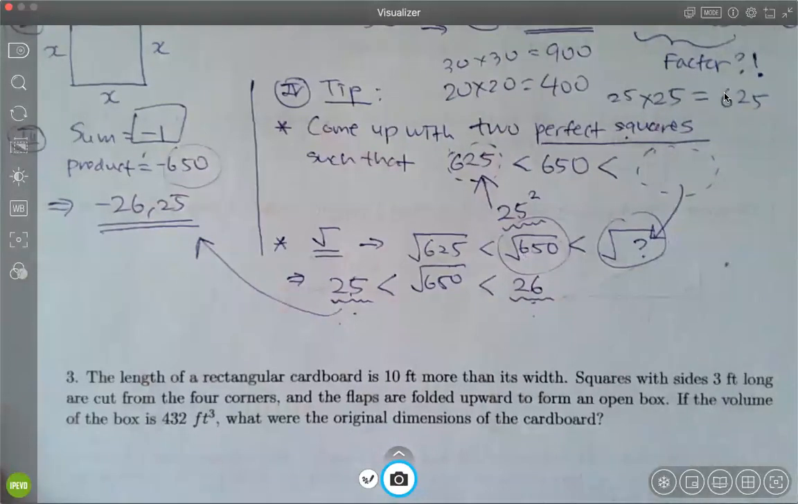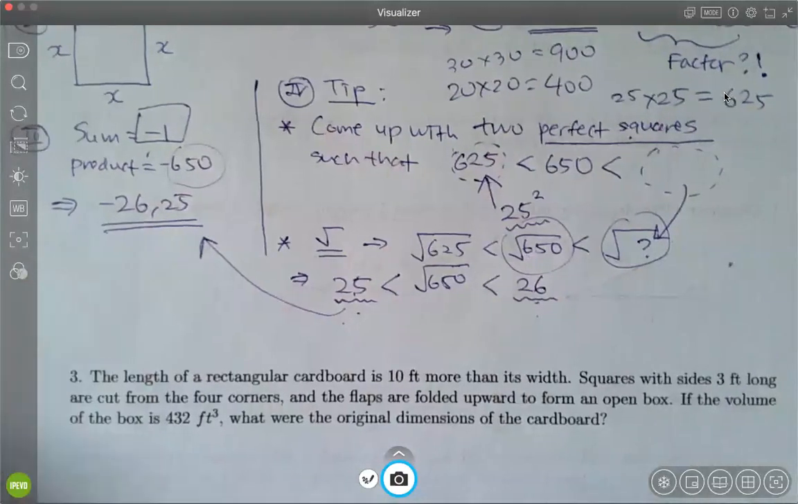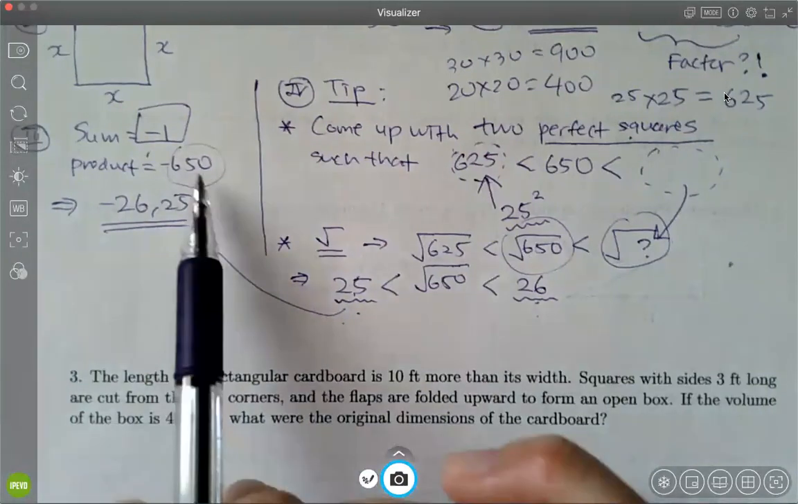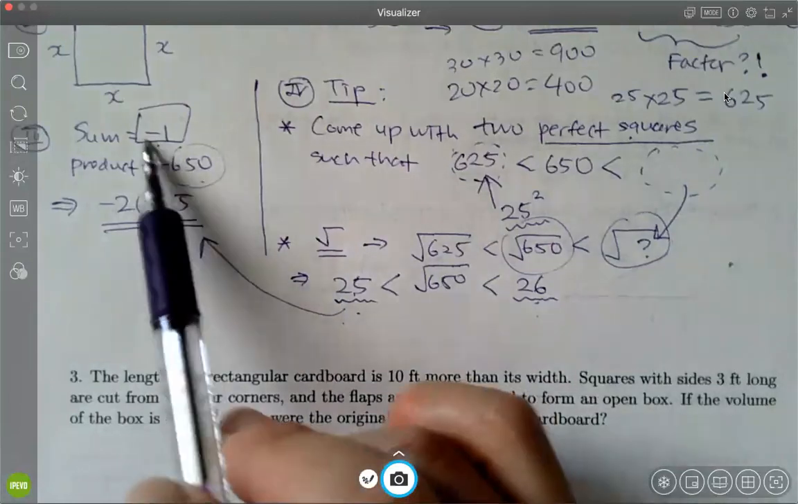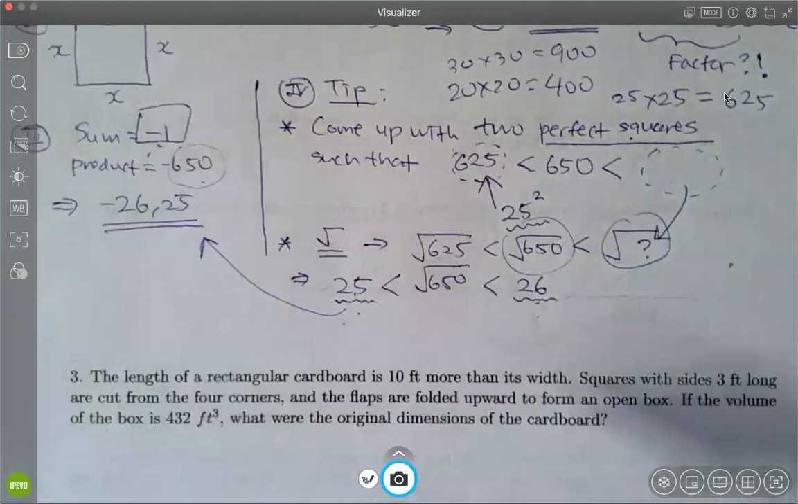Now, does this trick always work? No. It was designed like this. Whenever the number is really big, like even a 4-digit number or even a 3-digit number, and when the sum is 1 or -1, this is the way to proceed.